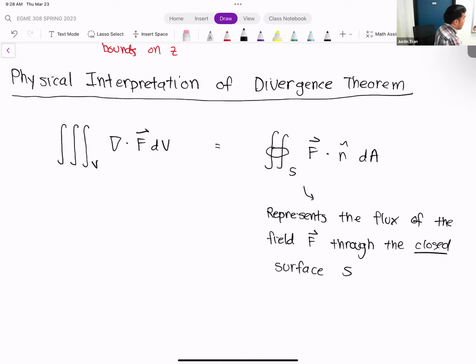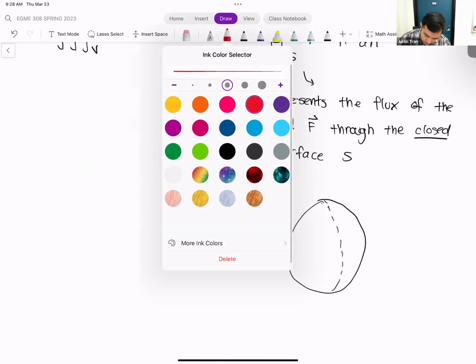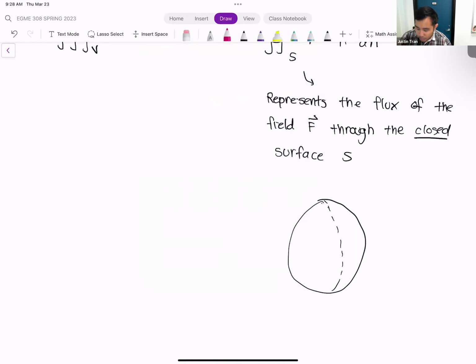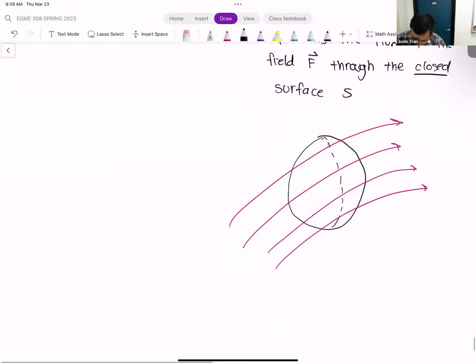That's important, because we talked about the surface integral being a flux, but its interpretation becomes a little bit different when you have a closed surface. So let me show you what I mean. Let's say that we have a surface. Let me go ahead and draw a sphere, the easiest three-dimensional object to draw. And let me draw some vector lines that go through this sphere. So let's say we have a vector field. S here is a closed surface.